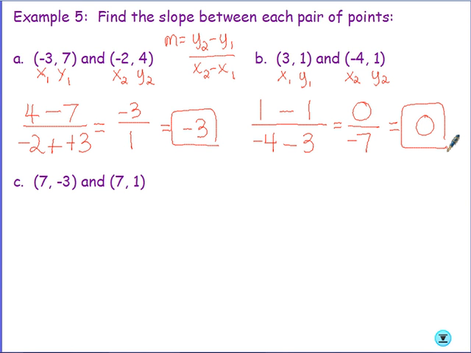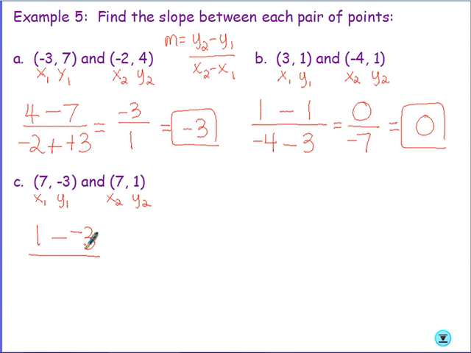So we've done 2 of them together. You pause the video, you try C on your own, and then we'll check right afterwards. Okay, so let's see how you did. Label x1 and y1, x2 and y2. So we start off on the top with y2, which is 1, minus y1 is negative 3.